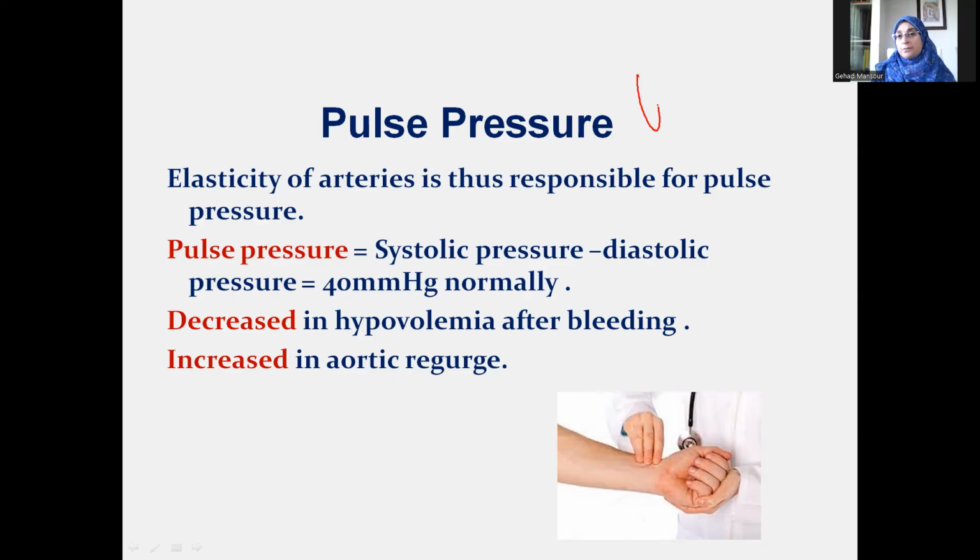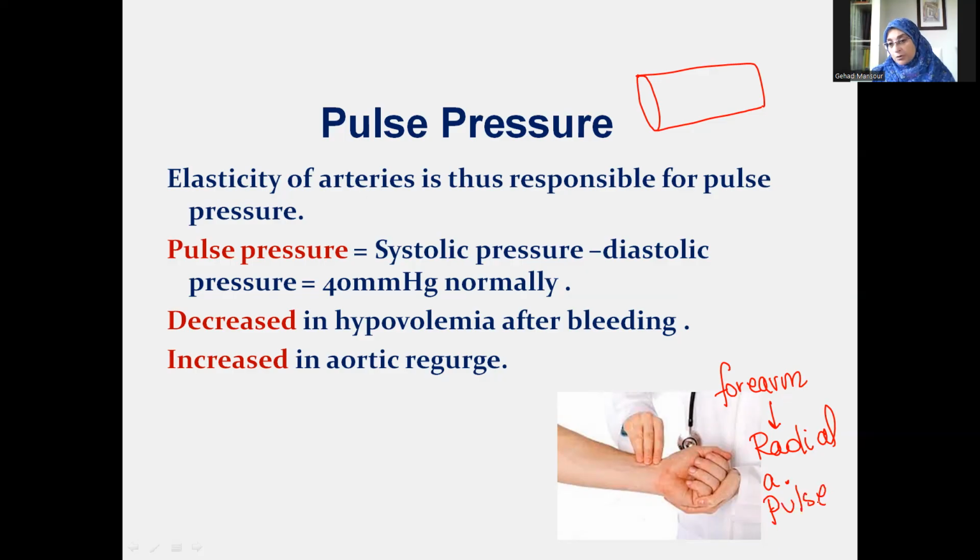For example, the artery in the forearm is where we measure the pulse, and what we measure is the pulse in the radial artery, and that's why we call it the radial pulse. We do not say radial artery pulse, but we directly say radial pulse.